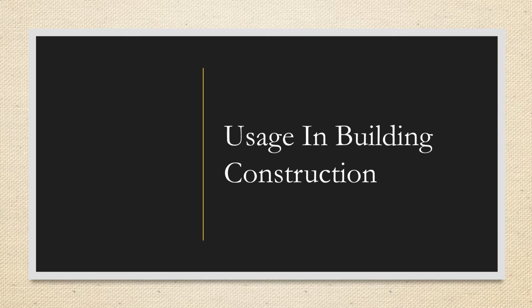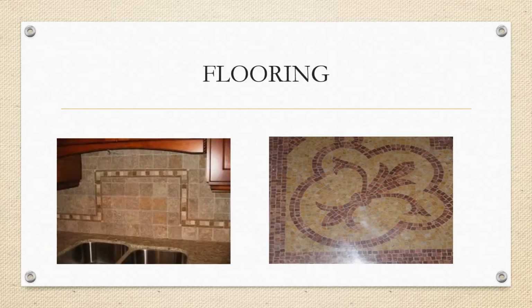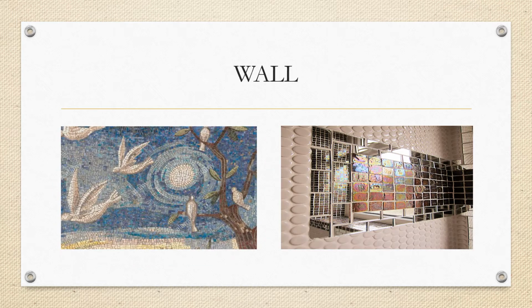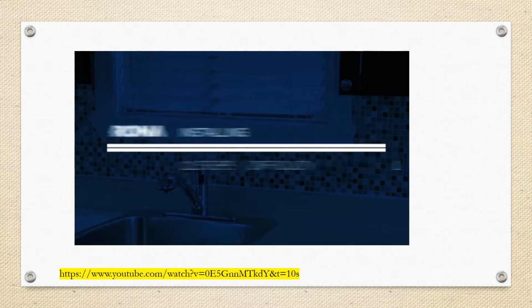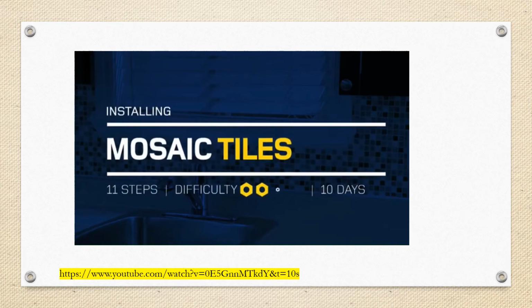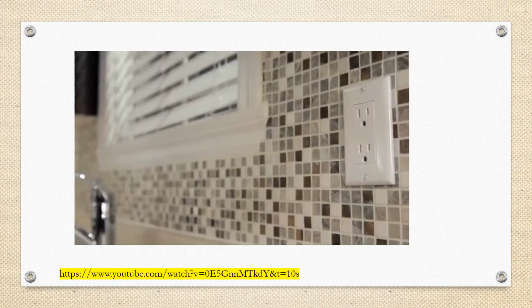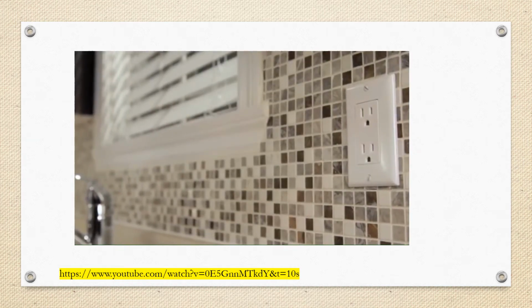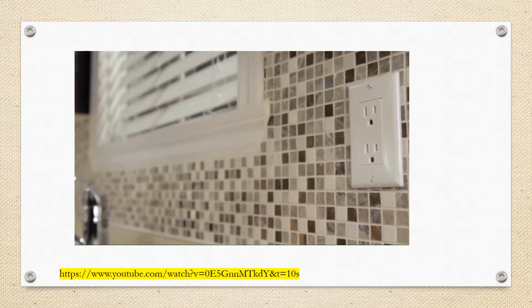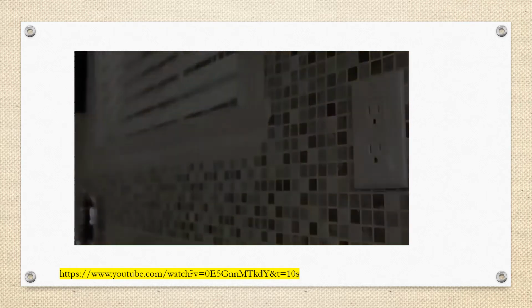Uses in building construction. It is flooring, wall, and this is a video on how to install mosaic tiles on walls. Installing mosaic tiles. Mosaic tiles can be used on a wall to create a colorful background to a decor or simply to add small bursts of color. These tiles are easy to install and harmonize well with other types of tiles.